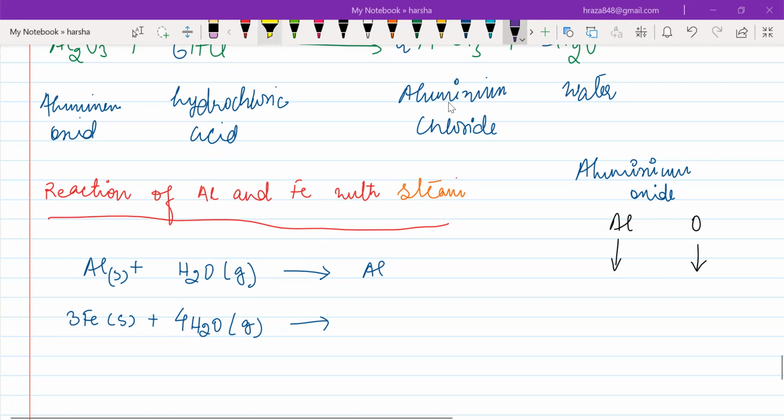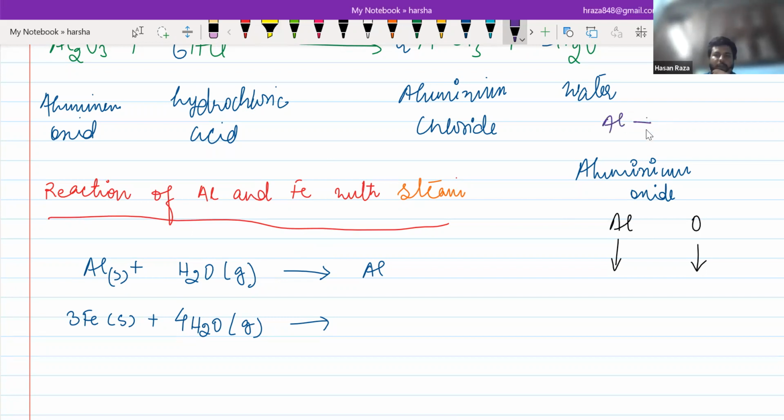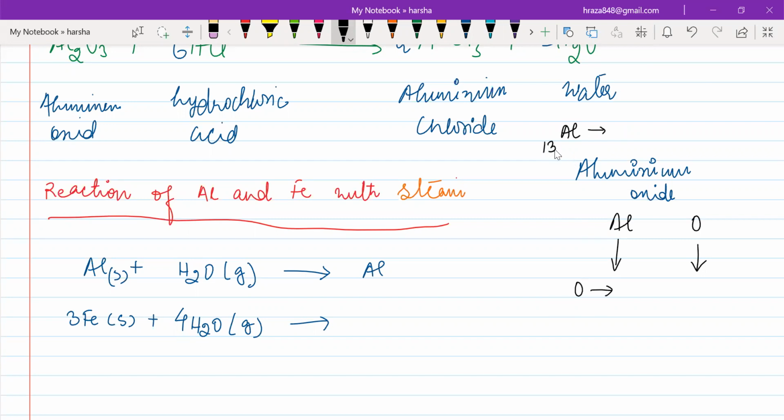I don't remember. Don't know. So do you know what is the atomic number of aluminum? Amna, please do respond. Do you know the atomic number of aluminum and oxygen? Yes or no? Sarah, let me know. Yes, sir. The atomic number is 13, and the atomic number of oxygen is 8.